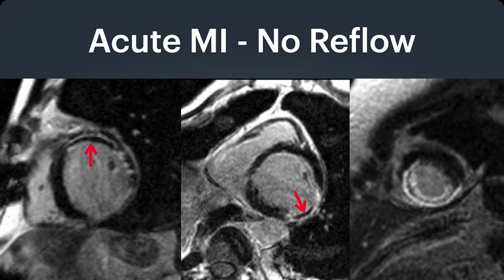We have a similar phenomenon here in the infralateral wall on this patient. And then on the final image, we see again a fairly distinct band within the mesocardial portion of the myocardium in this patient, demonstrating a large area of no reflow in the setting of acute MI.